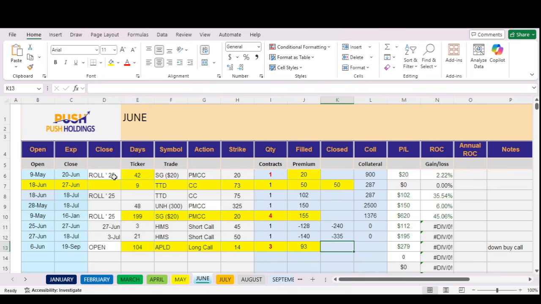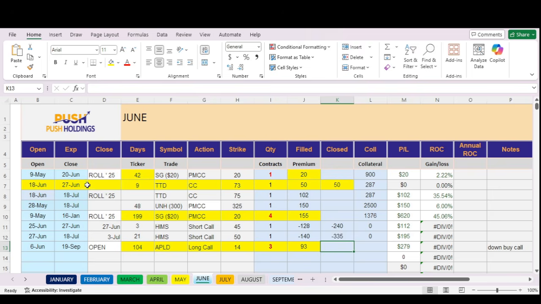The amount of collateral that I left for this trade is going to be $900, and this here is just representative of one contract. I do have 4 contracts of Sweet Green. So this is still open, so we don't know the actual P&L yet.